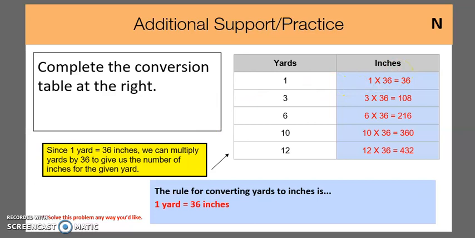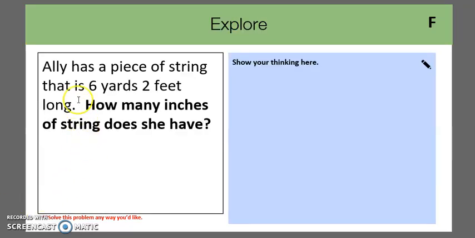We're going to look over some problems and see how well you do with this. Okay, Allie has a piece of string that is 6 yards 2 feet long. How many inches of string does she have? So pause the video, think about the conversions we talked about, and work on this problem, and we'll compare your answers with the one provided.